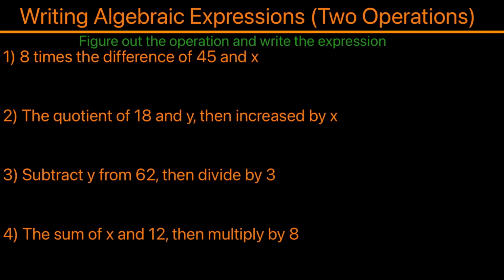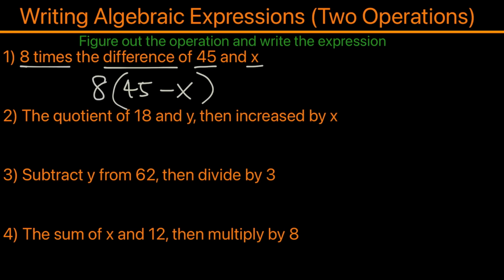Now for the two-step operations, we have 4 examples. The first one states 80 times the difference of 45 and x. So we first look at the difference of 45 and x. That will be 45 minus x. And then we want to times by 8. So it could be like this. Or you could write it 45 minus x times by 8. Either way will work.